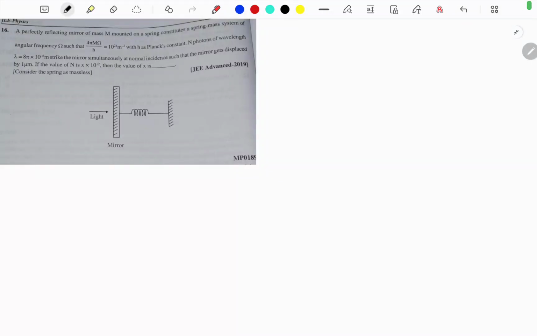Sent to me as a doubt by a student from YouTube. The question is a perfectly reflecting mirror of mass m. The mirror is having the mass capital M, mounted on a spring, constitutes a spring mass system of angular frequency. The angular frequency is given to me.